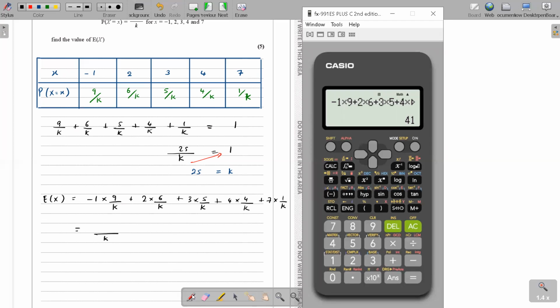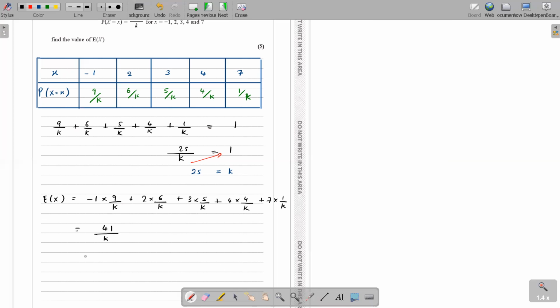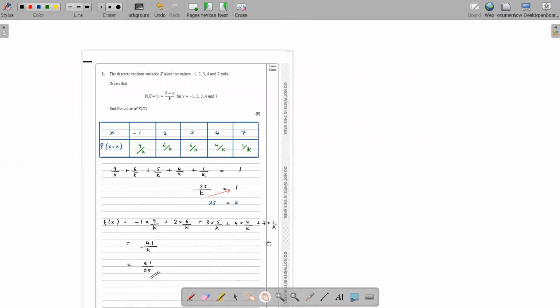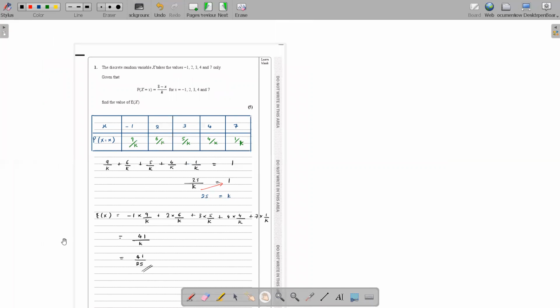So 41 over k. And the k value is actually directly 25. So k is 25, so 41 over 25. Your E(X) is 1.64.